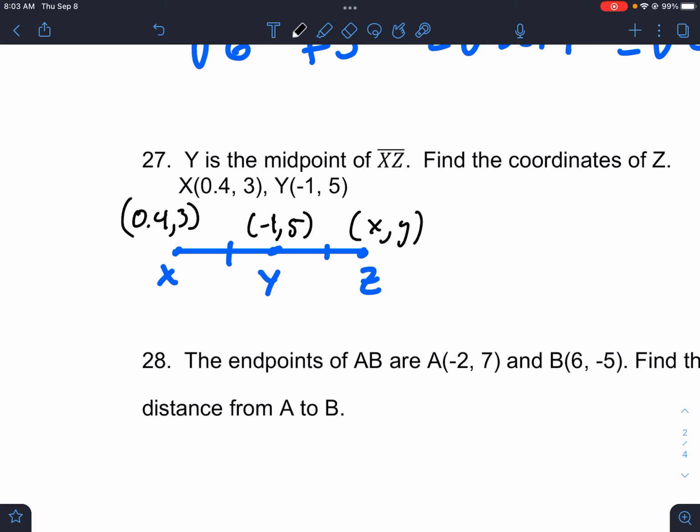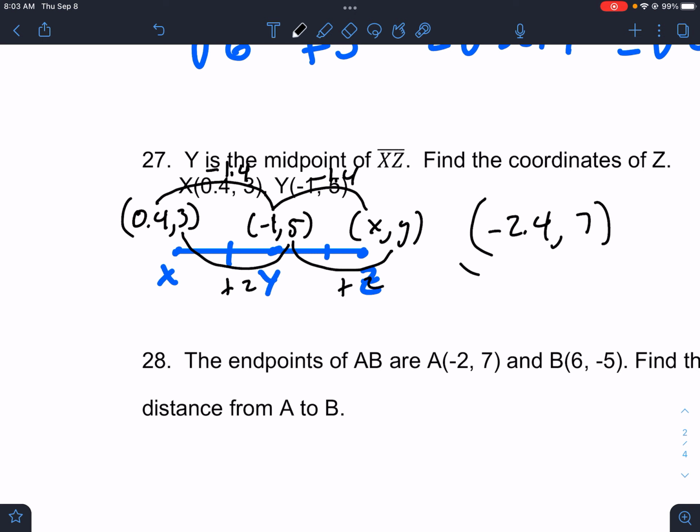There's a couple ways to do it. My favorite way is to just get the distances. Look at the x's. How far is it from 0.4 to -1? How far have you traveled? You start at 0.4, you go to -1, you've done -1.4. So I'm going to do another -1.4. -1 minus 1.4 would be -2.4. So that's going to be -2.4. Same thing with the y values. 3 to 5 is +2. So I'm going to add another 2. And there's my answer.